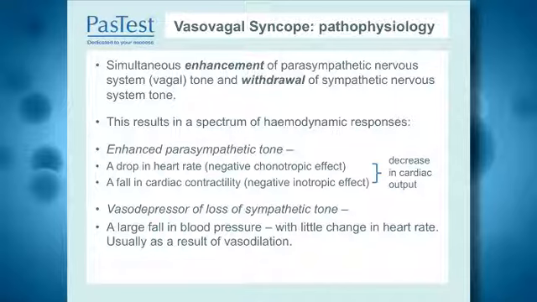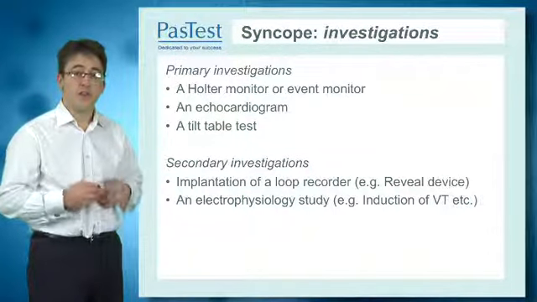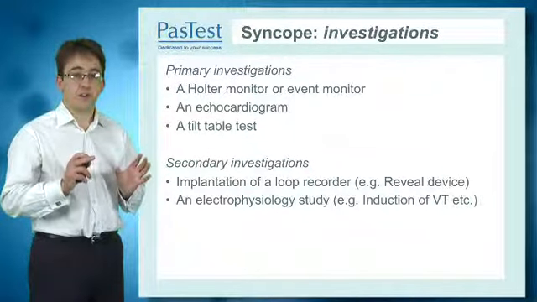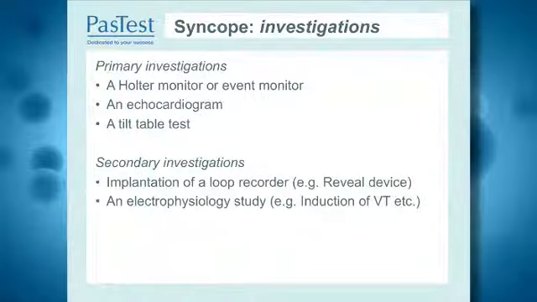The other response which may occur is that of a vasodepressor or loss of sympathetic tone, and this is predominantly related to a large fall in blood pressure with little change in heart rate, and this is usually the result of vasodilatation. Investigations of syncope or pre-syncope include monitoring the electrical activity of the heart, which may be with a Holter monitor or an event monitor, an echocardiographic study to ensure that the heart is structurally normal, and a tilt test to see how the physiology reacts to changes in posture.